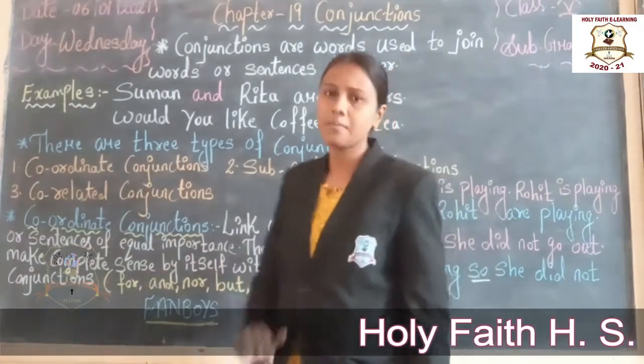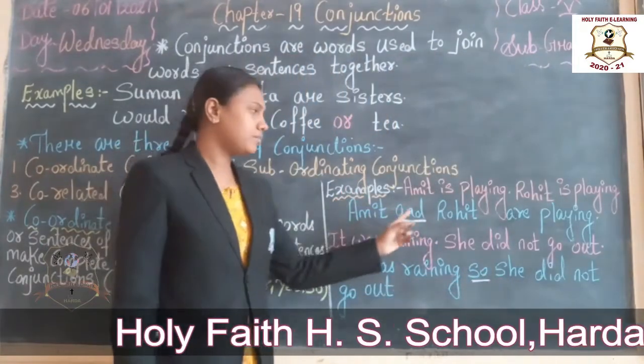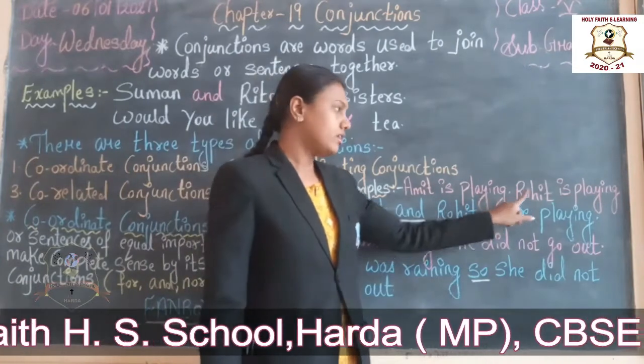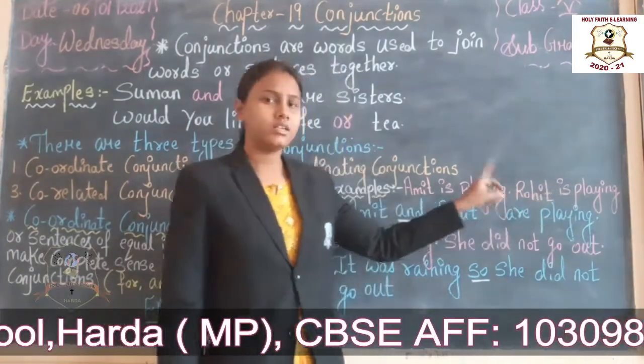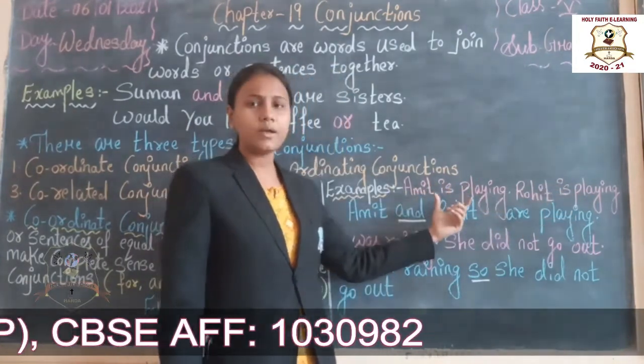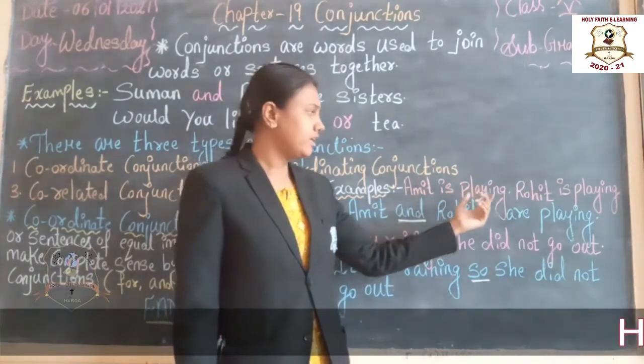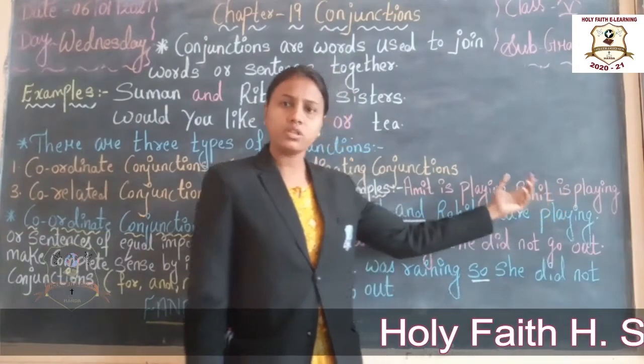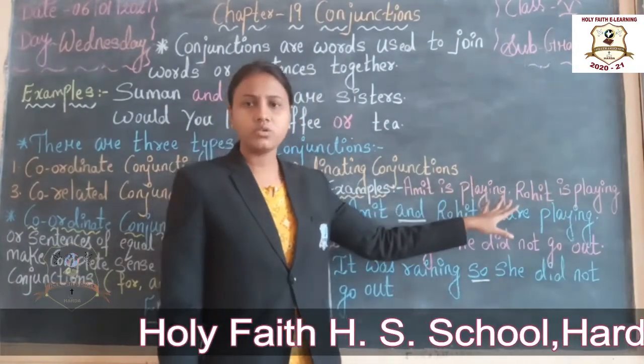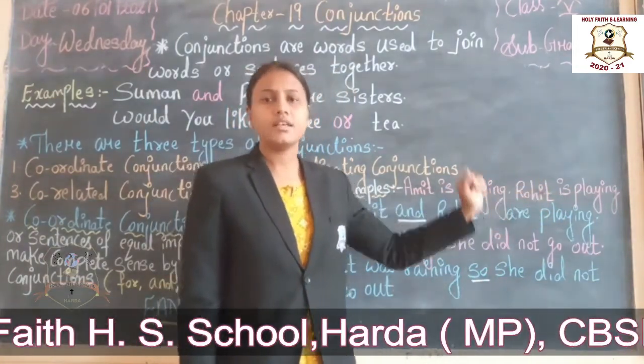Let's see the example. Amit is playing. Rohit is playing. Here the sentences are independent, है ना. Amit क्या कर रहा है, खेल रहा है. Rohit is playing. Both the sentences are independent. They do not require any conjunction.